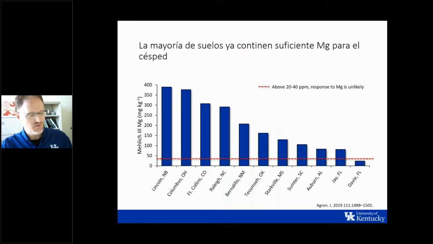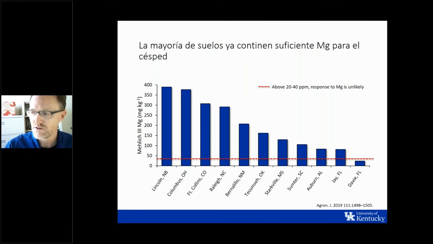Magnesium. Magnesium is almost never deficient. So these are all the soils we find. This red line is the critical level, and all these soils have excessive amounts of magnesium, except for where I used to live down in Davie, Florida. It was low. So generally speaking, magnesium will remain soluble in soils. It doesn't oxidize out very easily, but the soils also have exceedingly high levels of magnesium, and so you really don't need to apply it except under confirmed conditions where magnesium is below this 20 to 40 parts per million sort of critical level.